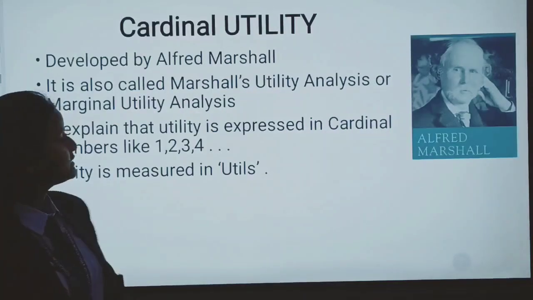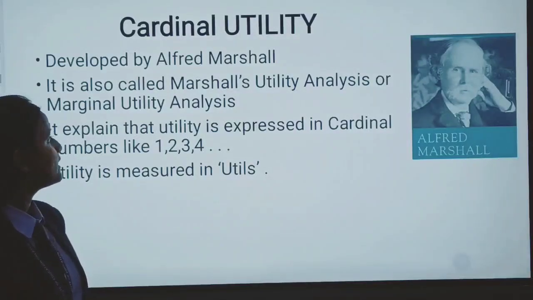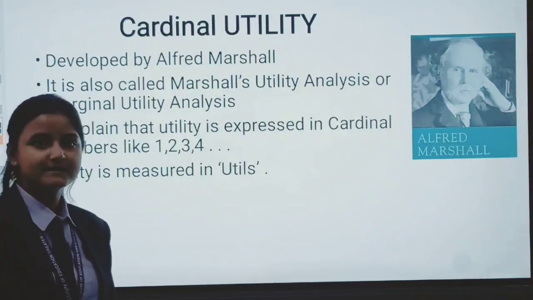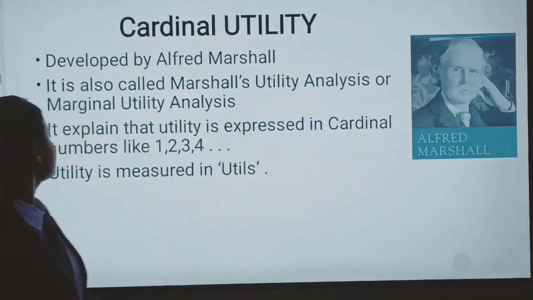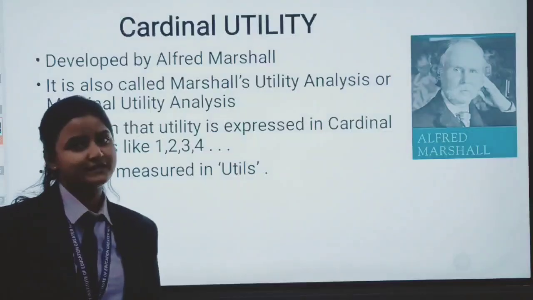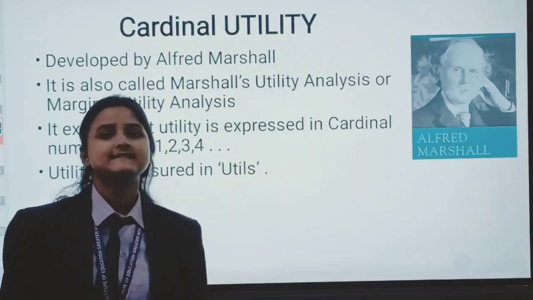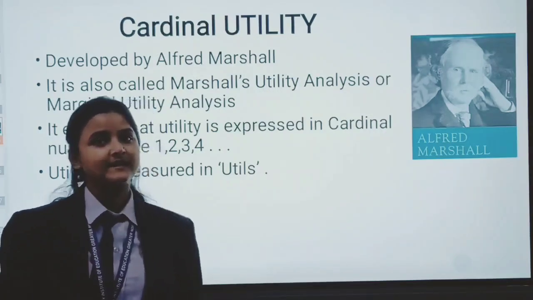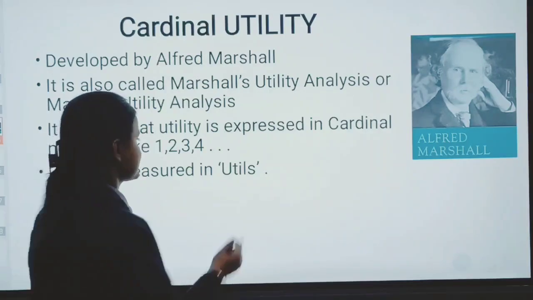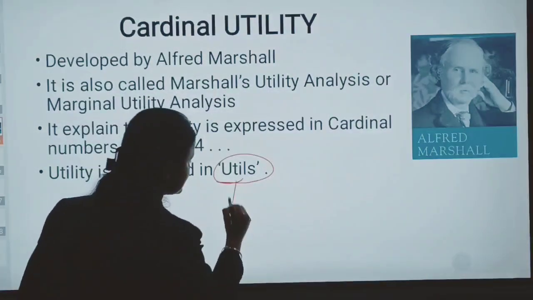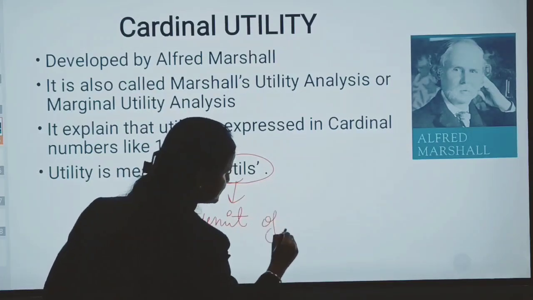Now, coming to the first approach, Cardinal utility. It was given by Alfred Marshall, and it is also called Marshall's utility analysis or marginal utility analysis. It explains that utility is expressed in cardinal numbers like 1, 2, 3, 4, etc., and utility is measured in utils. Just like distance is measured in kilometers and liquid is measured in liters, similarly utility is measured in utils. Utils is just a unit of utility.